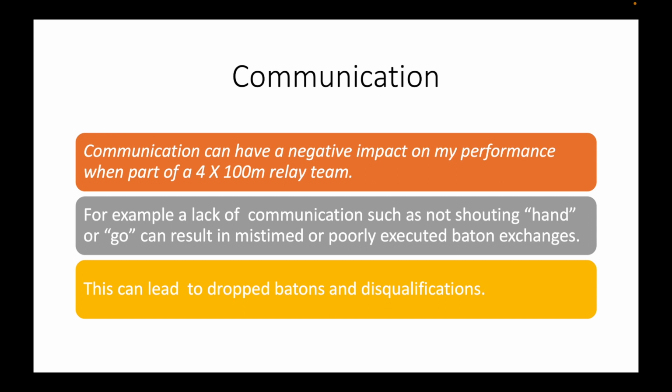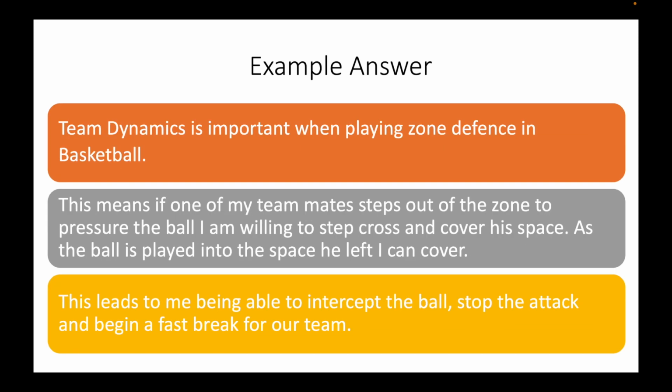Have another example here from communication. So communication can have a negative impact on performance when part of a 4x100 metre relay team. This is in athletics. For example, a lack of communication such as not shouting a hand or go can result in a mistimed or poorly executed baton exchange. And this can lead to the baton being dropped and disqualification for our team.